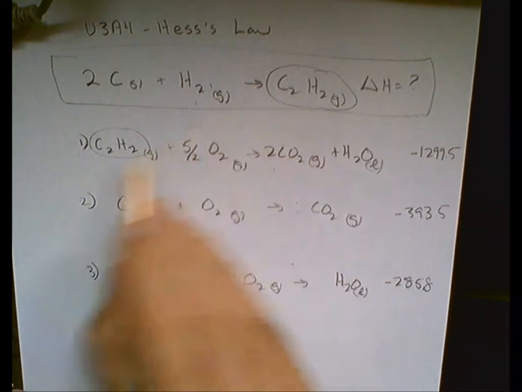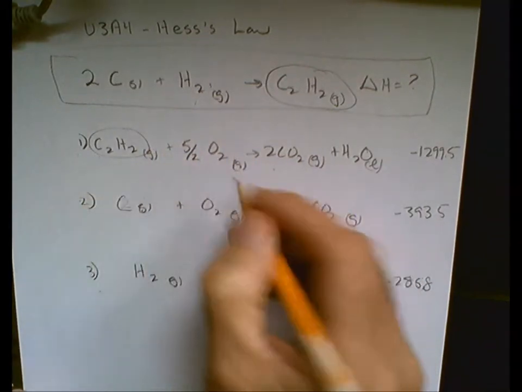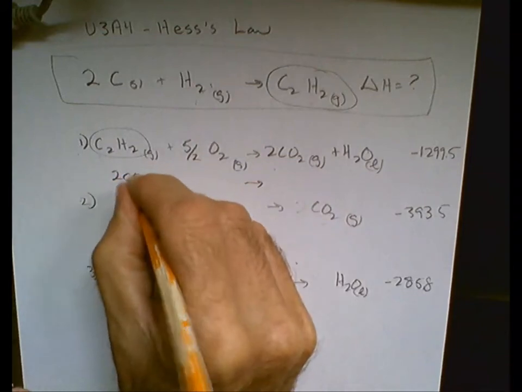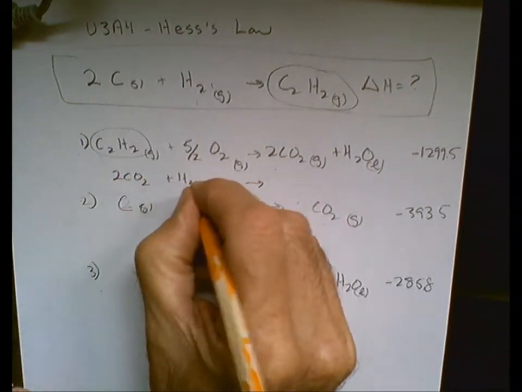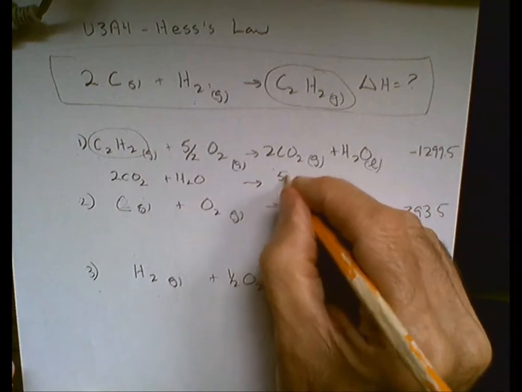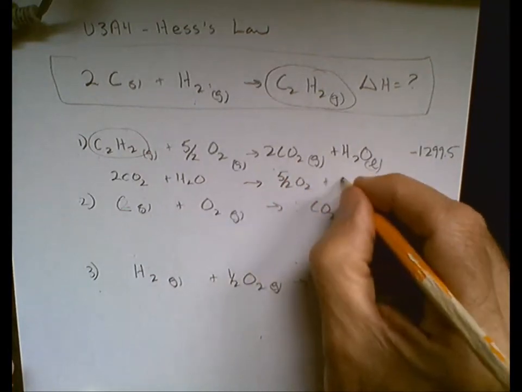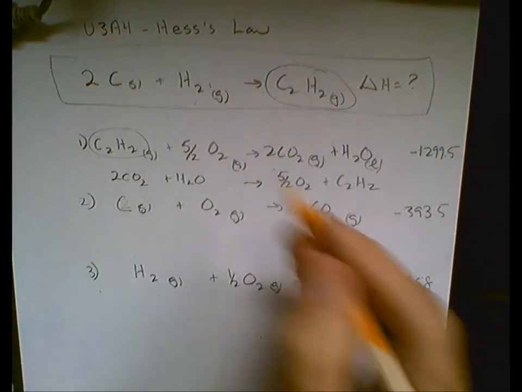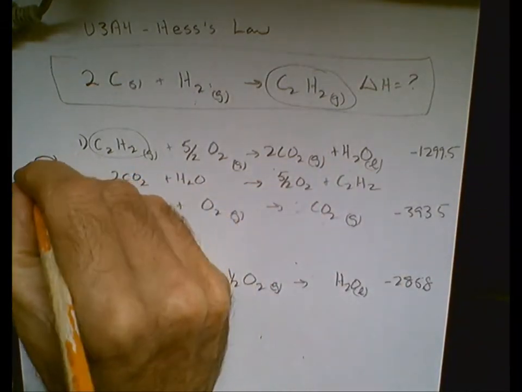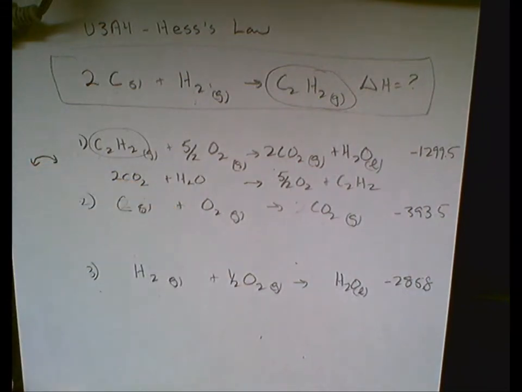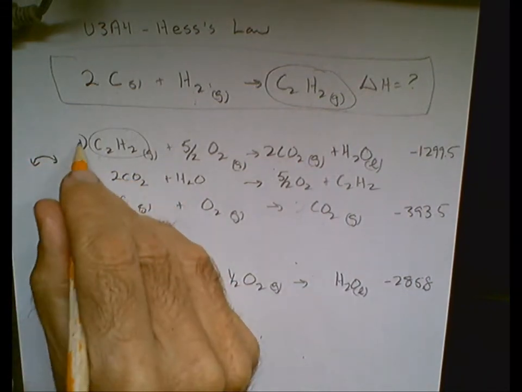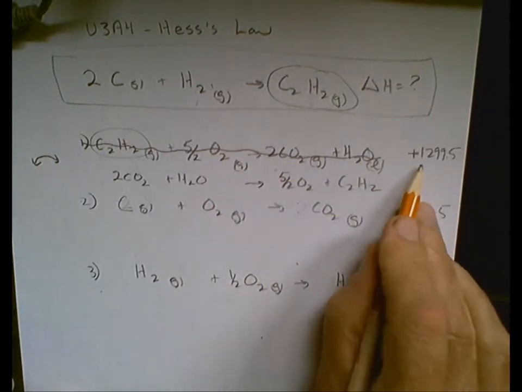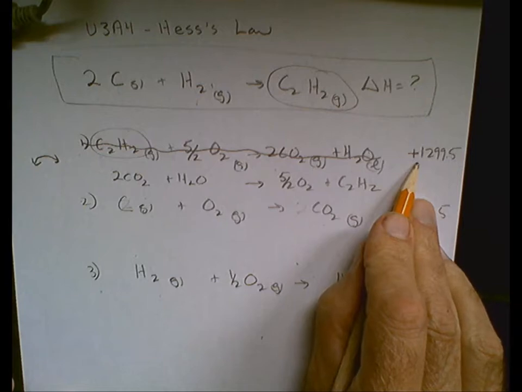Notice that this is on the product side and this is on a reactant side, so we want to flip this reaction. So I am going to write the 2CO2 and the H2O over here, and the 5/2 O2 plus C2H2 over here. Now, once I've done this, I put a little arrow down, just showing me that I've done it, just so I can keep track of what I've done. I'm going to cross out that reaction and I'm going to change the sign. Because I flipped the reaction, I flipped the sign.